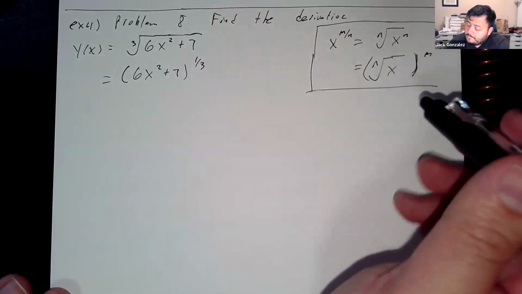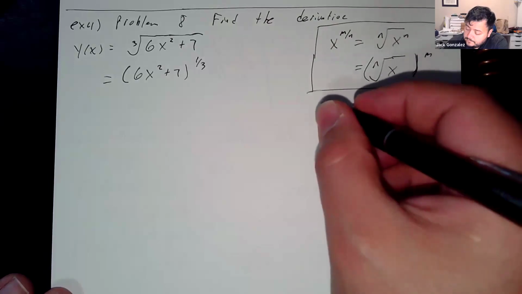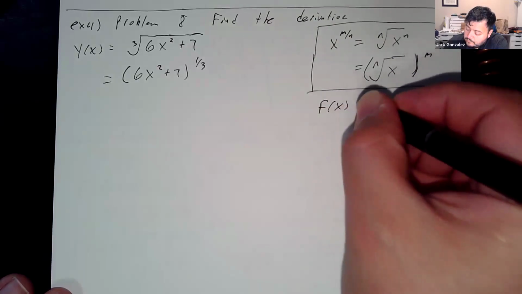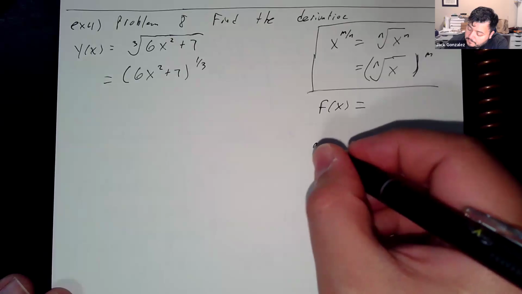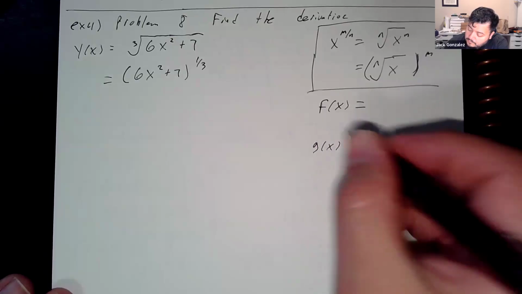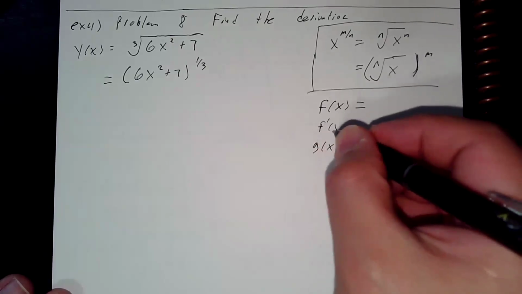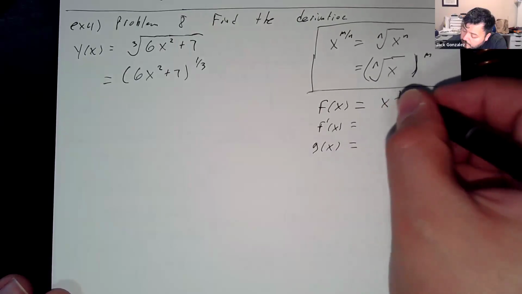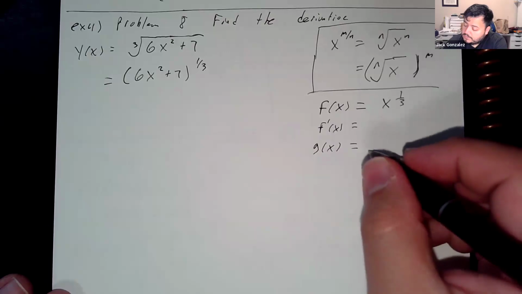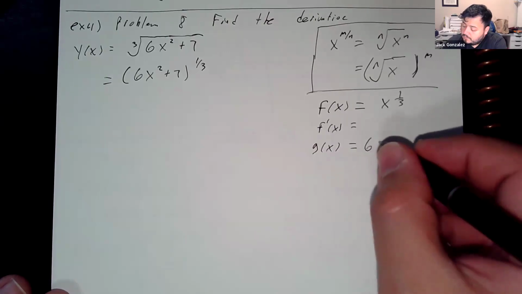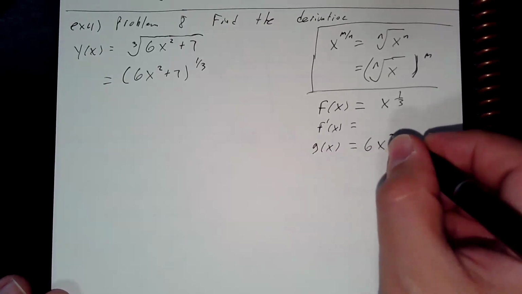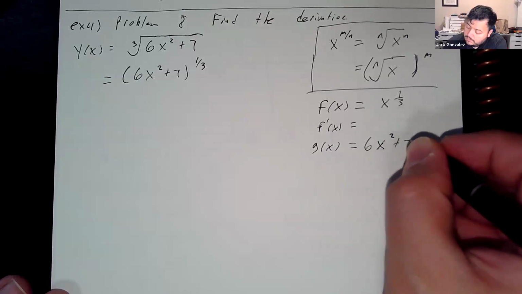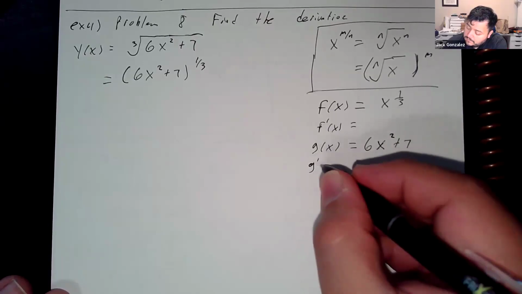So what is the outside function? X to the third power, x to the 1/3 power. Yeah, x to the 1/3. The inner function is 6x squared plus 7.